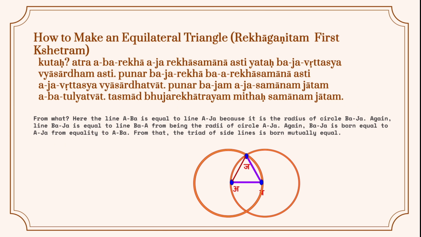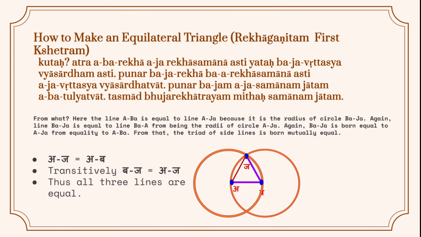Simply put, the lines baja and ba'a are equal because they are the radius of the right circle. Lines aja and aba are equal because they are the radius of the left circle. Then lines baja and aja are equal by the transitive property, and since all three lines are equal, we have an equilateral triangle. This is very cool.